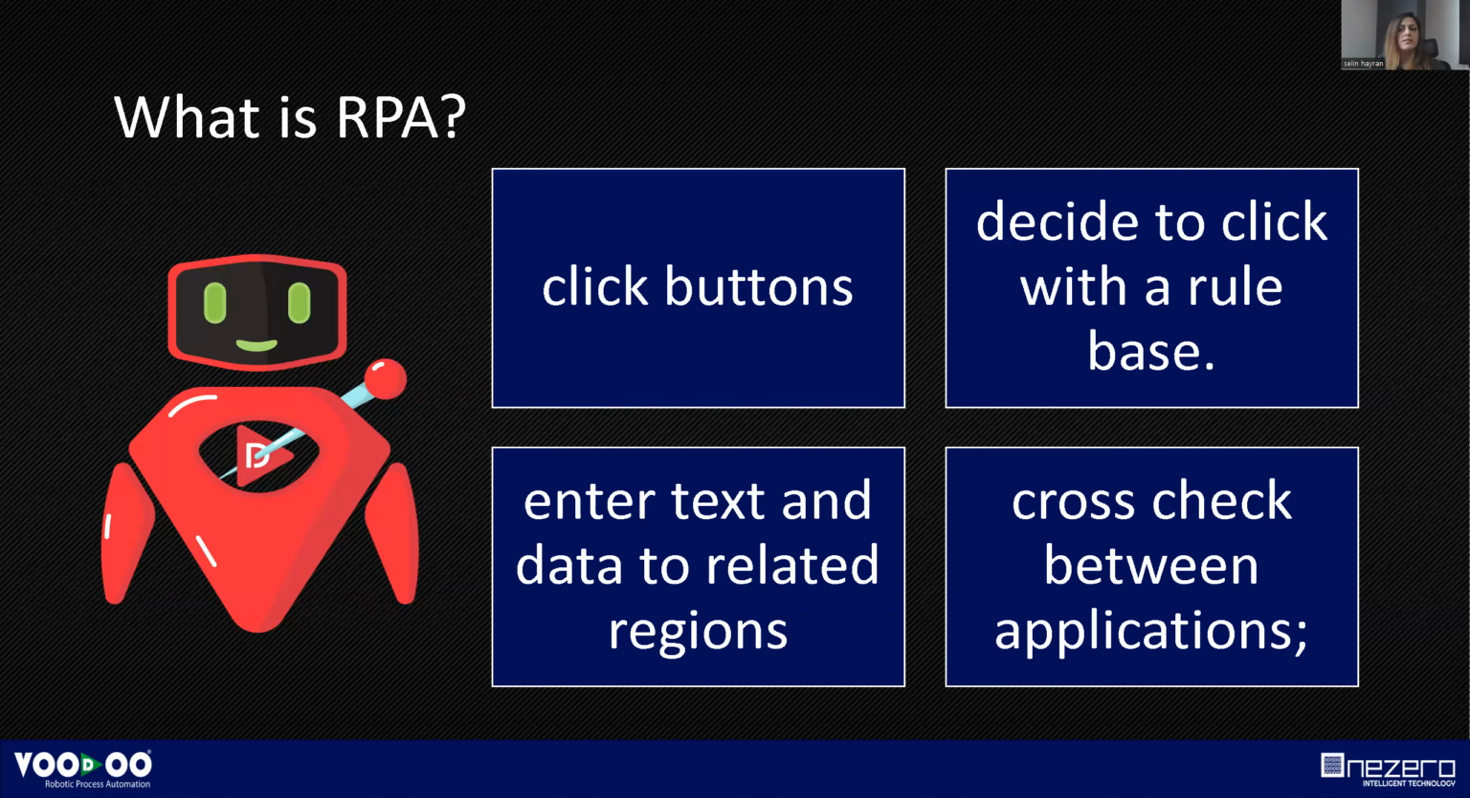The next one is enter text. Robot can enter text and data into the right places. What will be the example? Inputting customer information into a database, or it could be used to fill out an online form with the correct information. And it can check for errors or inconsistencies between different applications. For example, cross-checking an order form against a company's inventory to make sure there are enough products available. Or it could be used to verify that the information entered into one database matches the information in another database.